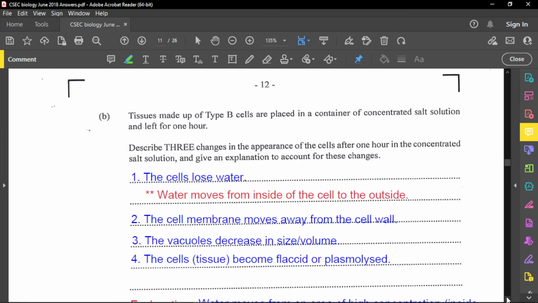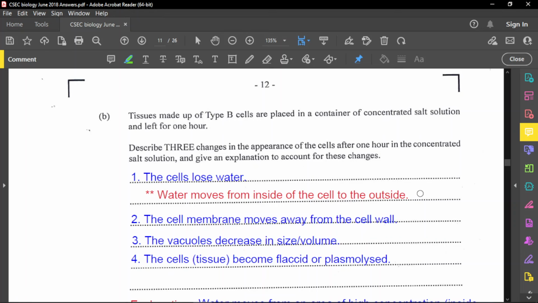All right, for part B, the tissue made up of type B cells is placed in a container of concentrated salt solution and left for 1 hour. And so again, this is a plant cell, just to bear in mind. It's to describe 3 changes in the appearance of the cells after 1 hour in the concentrated salt solution and give an explanation to account for these changes. And so here, one of the changes that will take place is that the cell will lose water.